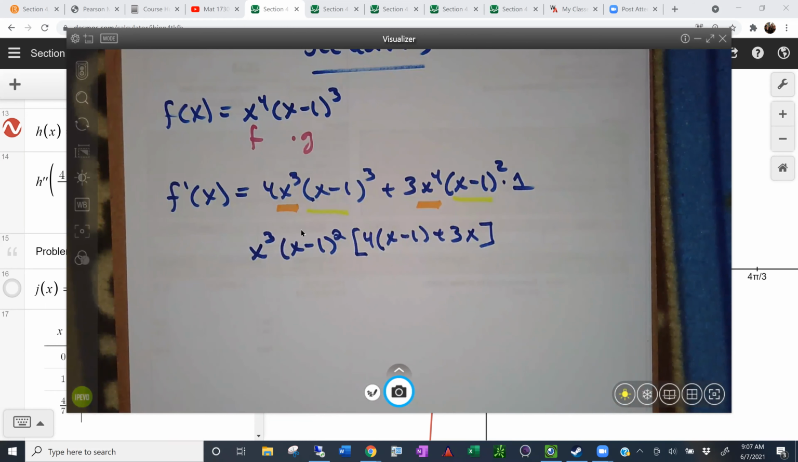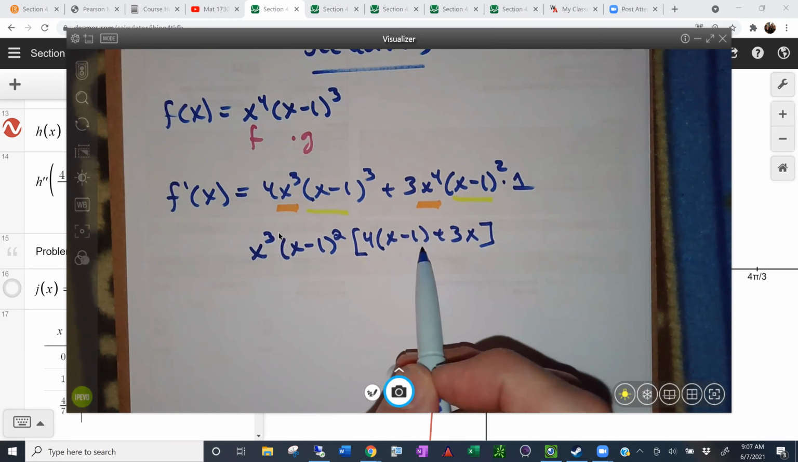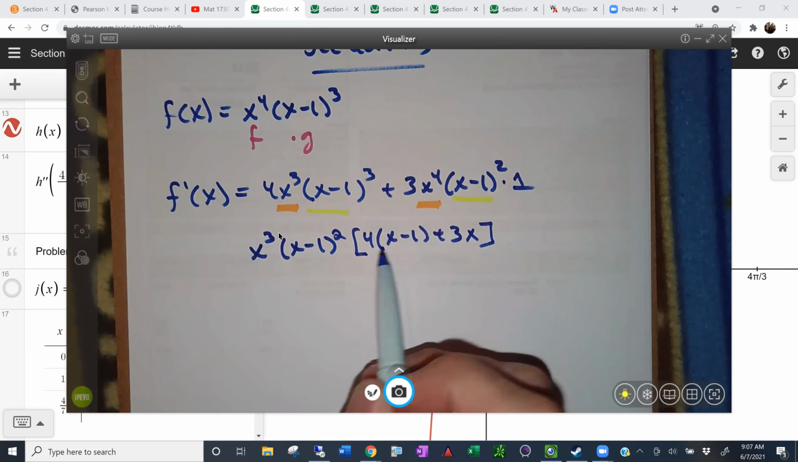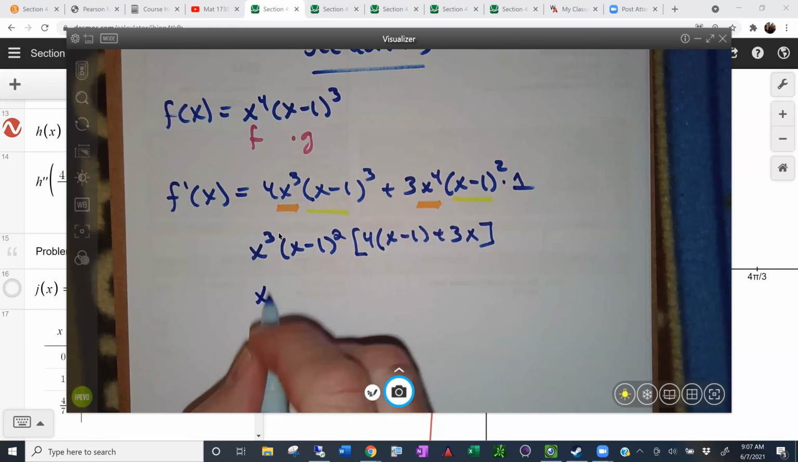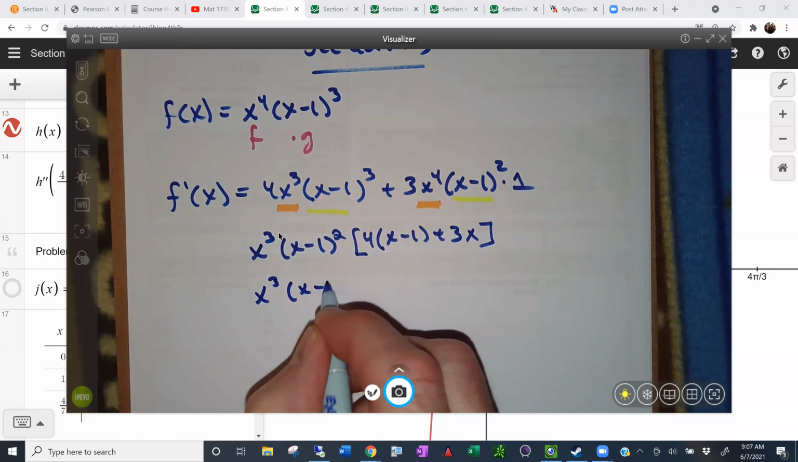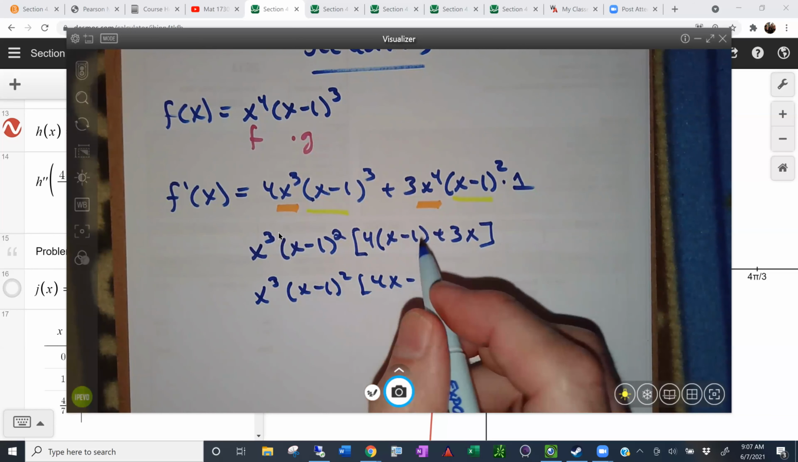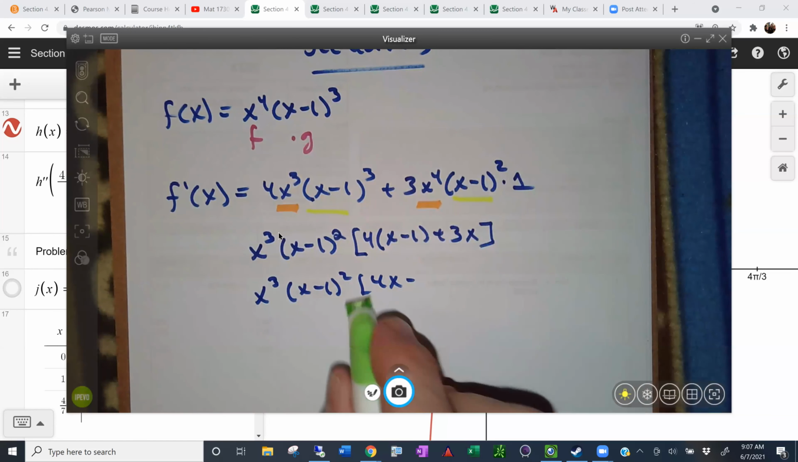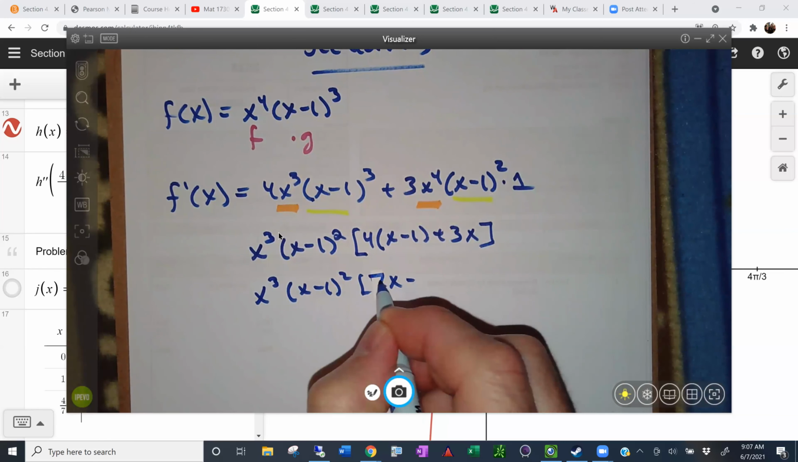We're almost done with this. All we have to do is clean this up a little bit. If I distribute the 4, I get 4x minus 4 plus 3x, so that's going to be a total of 7x minus 4. So let's do this. X cubed, x minus 1 squared, 7x minus 4.